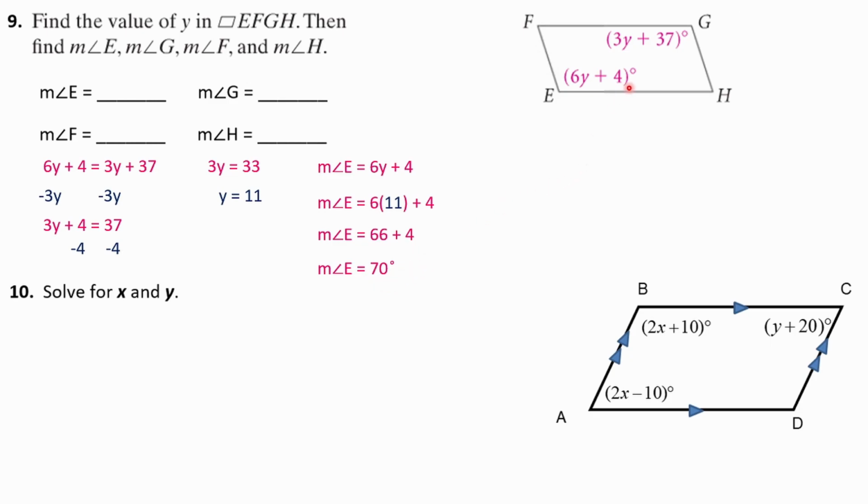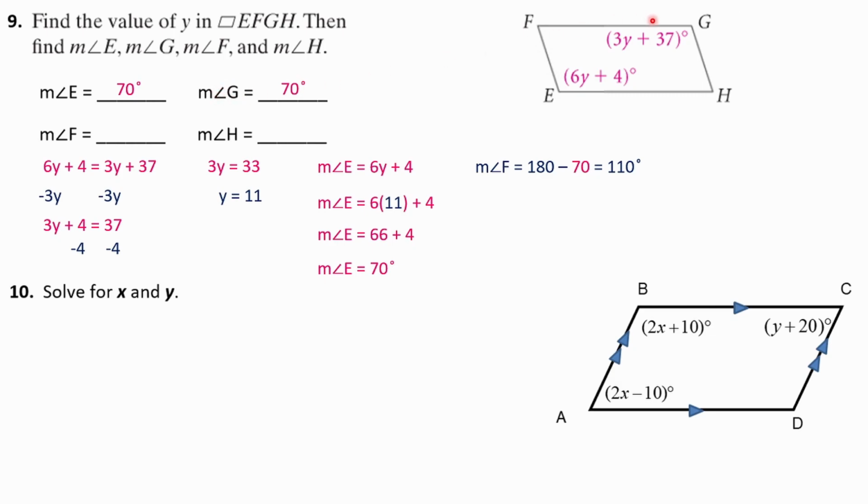Earlier, in the last slide, we said that opposite angles are congruent and consecutive angles are supplementary. So that means that if I look at angle F up here, that's consecutive to angle E, which will be supplementary to angle E. So I can subtract 70 from 180, and I get that the measure of angle F is 110. So I know that angle E is 70.